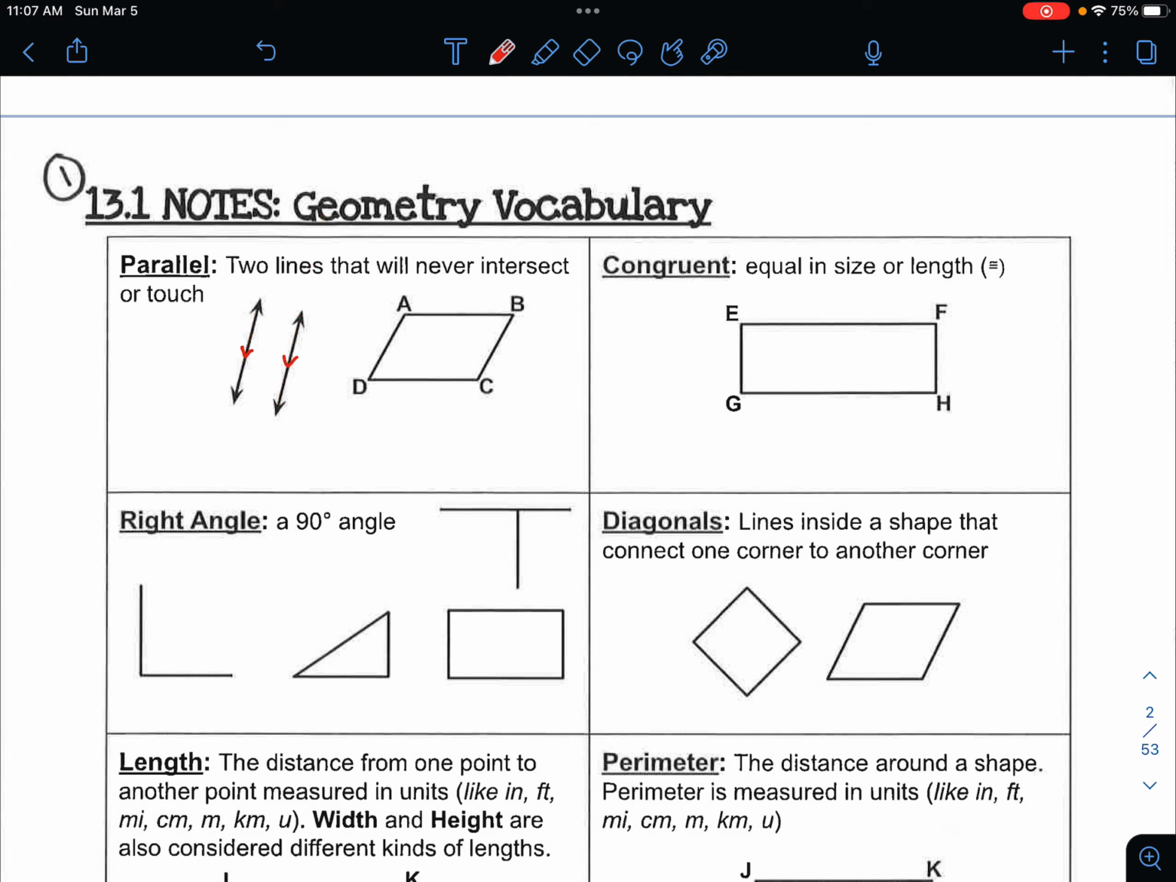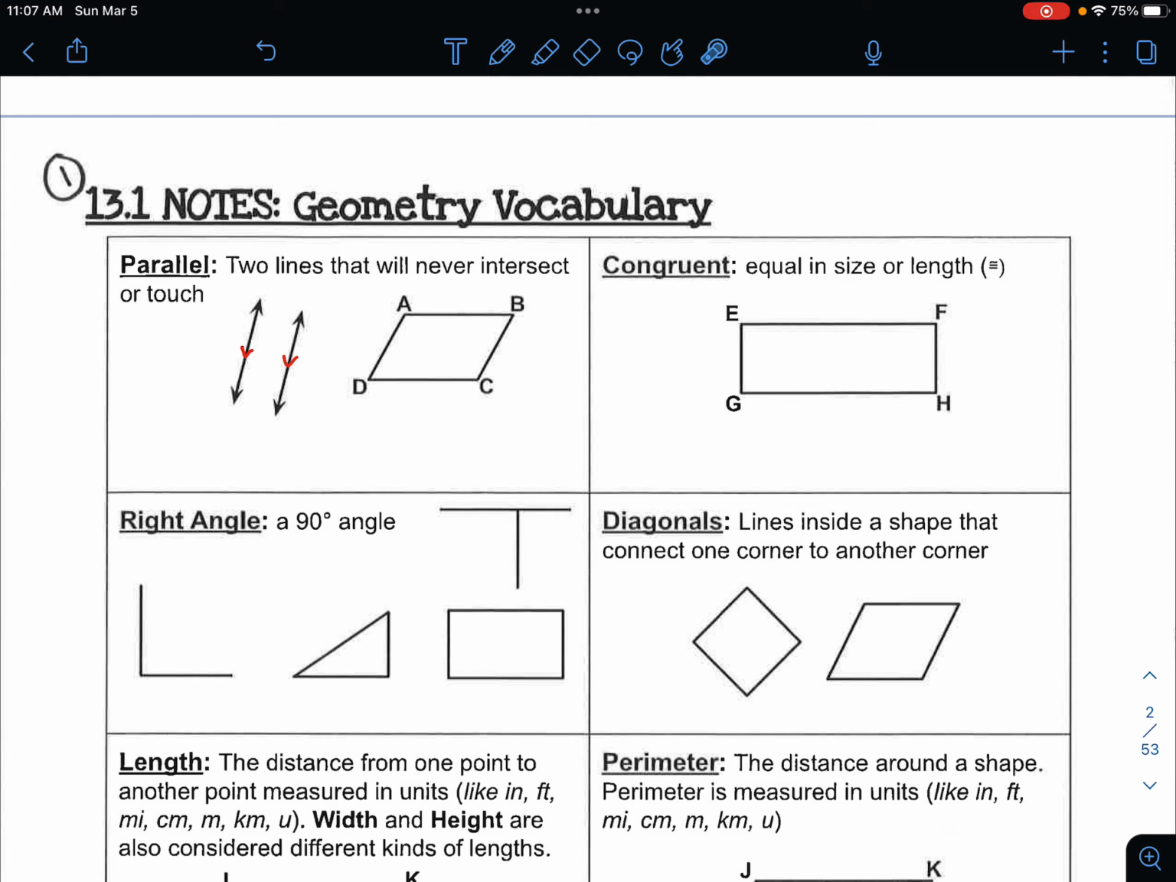I'll give you an example of lines that aren't parallel. Like this line and this line, you can't say that this line is parallel to this line, because if I kept drawing this line out and I kept drawing that line out, they'll eventually touch each other. So those two lines would not be considered parallel.